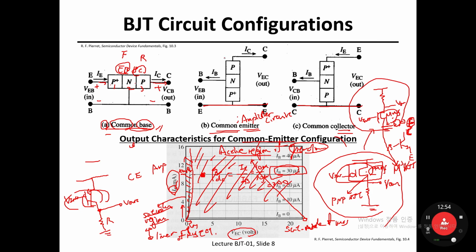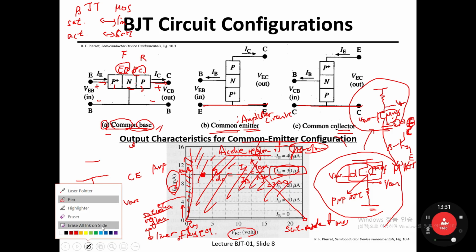So don't be confused a lot when you are using the words BJT, MOSFET, linear mode, saturation mode. The matching word for the linear mode in MOSFET is what? Yes, the saturation region. And the matching word for the saturation mode in MOSFET is, yes, the active mode in BJT. All right, going back to the saturation mode here.